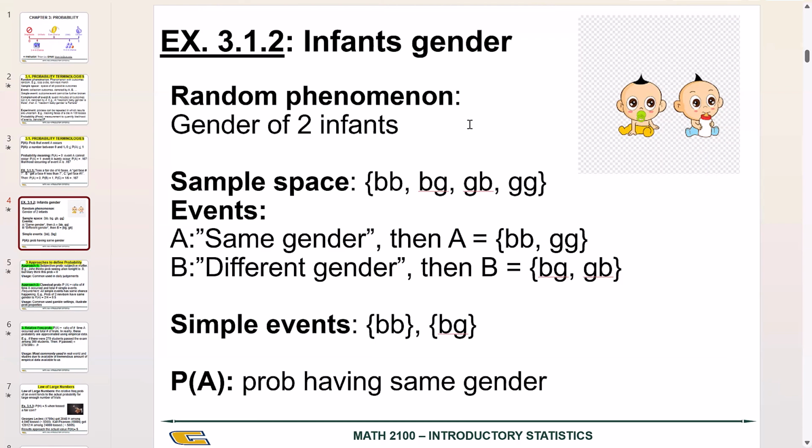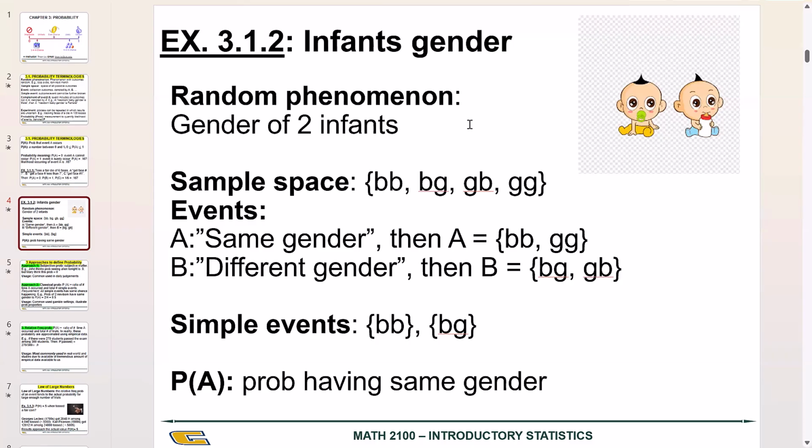This is the sample space. Say if we talk about events, A is the event that you get the same gender. Then the event A can be boy boy or girl girl, right? And B is the event that we have different gender. Then the event B can be the first baby is a boy and the second is a girl, or the first is a girl and the second is a boy. So B will be boy girl and girl boy, right? The simple events in this random phenomenon can be boy boy, boy girl, girl boy, or girl girl, and they are all simple events.